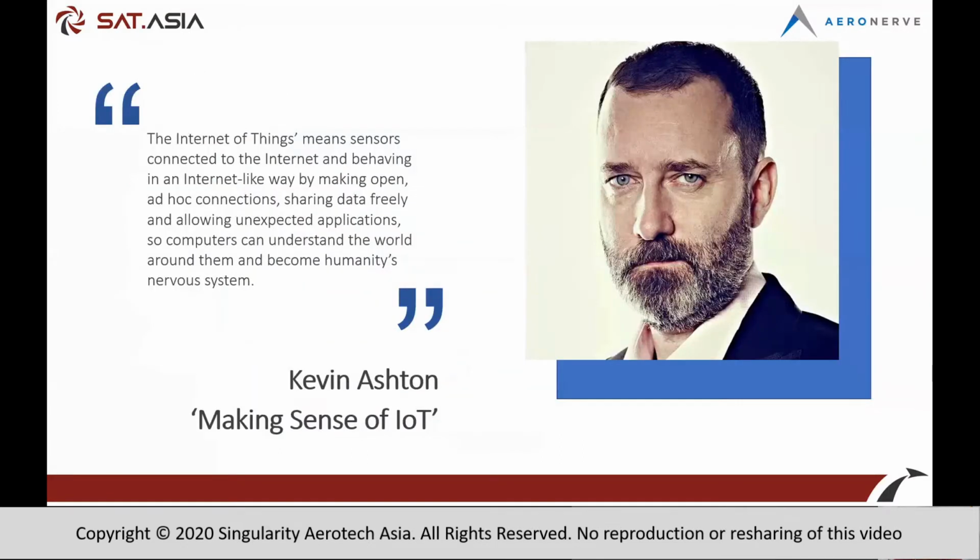The term itself, IoT or Internet of Things, was coined by Kevin Ashton. In his book, Making Sense of IoT, he defined the Internet of Things as sensors connected to the internet that behave in an internet-like manner, by making open ad hoc connections, sharing data freely, and allowing unexpected applications, so computers can understand the world around them and become humanity's nervous system.